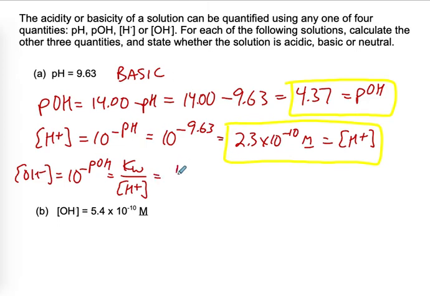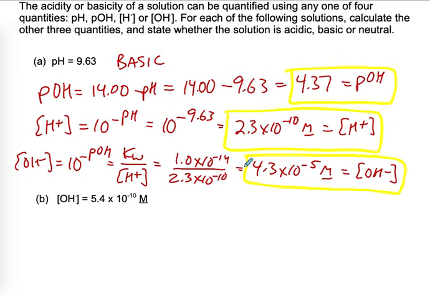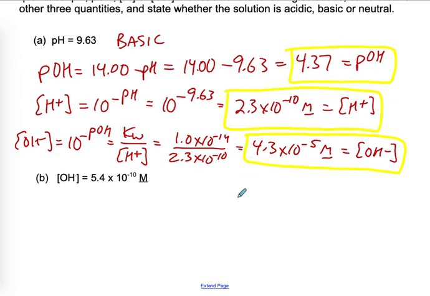I'll choose the latter, 1.0 times 10 to the negative 14th, my Kw value, divided by the hydrogen ion concentration, 2.3 times 10 to the negative 10th, is equal to 4.3 times 10 to the negative 5th molar as my hydroxide ion concentration. And notice that each of the three quantities I just calculated is also consistent with the solution being basic. For my final example, I'm given a hydroxide ion concentration of 5.4 times 10 to the negative 10th moles per liter.